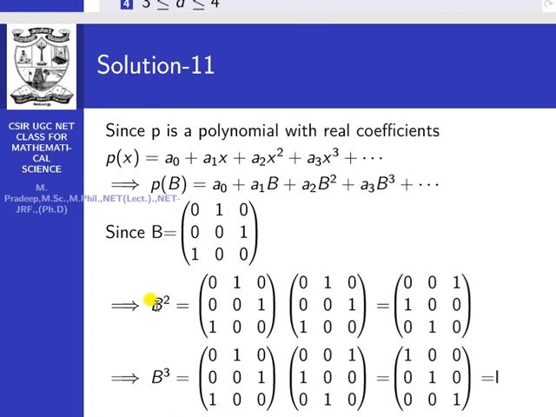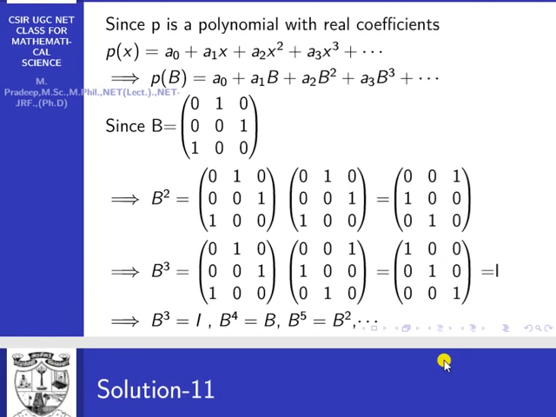When I try to find B square, let me multiply first row, first column. So we get 0. First row, second column, it's also 0. First row, third column, it's 1. The same way, second row gives 1 0 0, and third row gives 0 1 0. The same way B cube, B square into B. When you multiply, we get the identity matrix I, 1 0 0, 0 1 0, 0 0 1. So B cube is I.